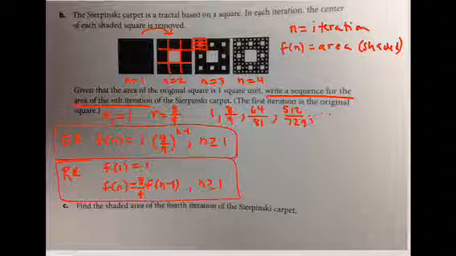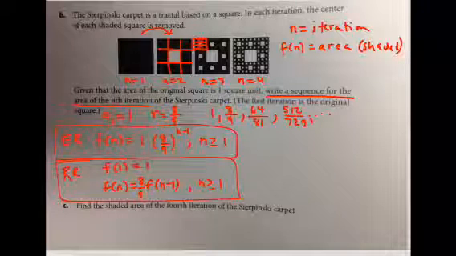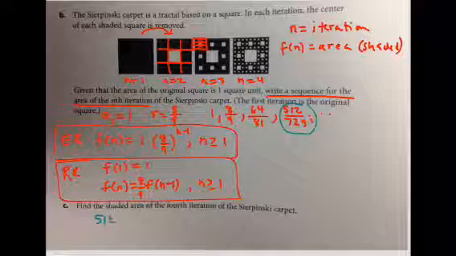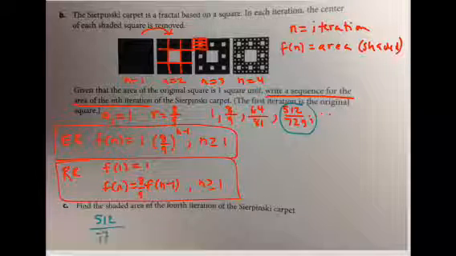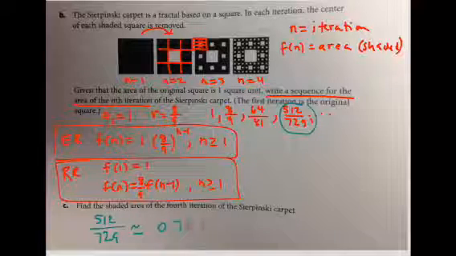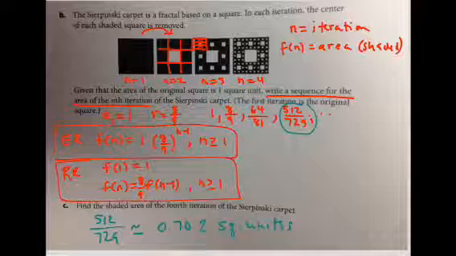Now, for C, find the shaded area of the fourth iteration of the Sierpinski's carpet. We already had it on the list up here. So it's 512/729, and you could change it to a decimal, and that would be approximately 0.702 square units. Because remember, we always include the units.